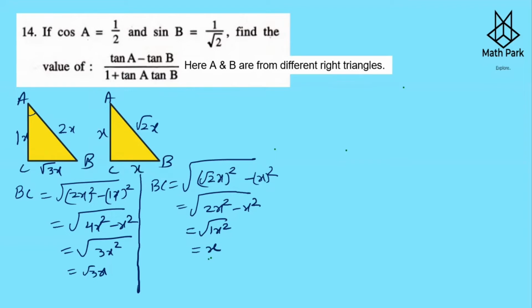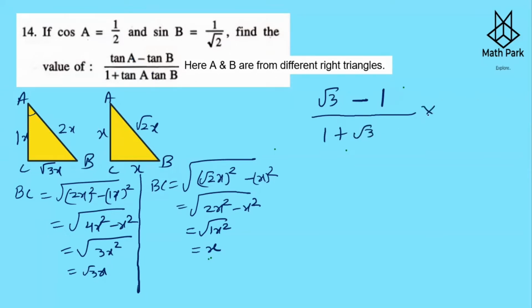So we found this. Now when we are talking of tan A, we are talking for the first triangle. When we are talking of tan B, then we are talking for the next triangle. So tan A for the first one is opposite upon adjacent, that is root 3 upon 1, that is root 3. Minus tan B, which for this is opposite upon adjacent, that is x upon x, which is 1, upon 1 plus tan A tan B, that is 1 plus root 3 into 1. So 1 plus root 3.